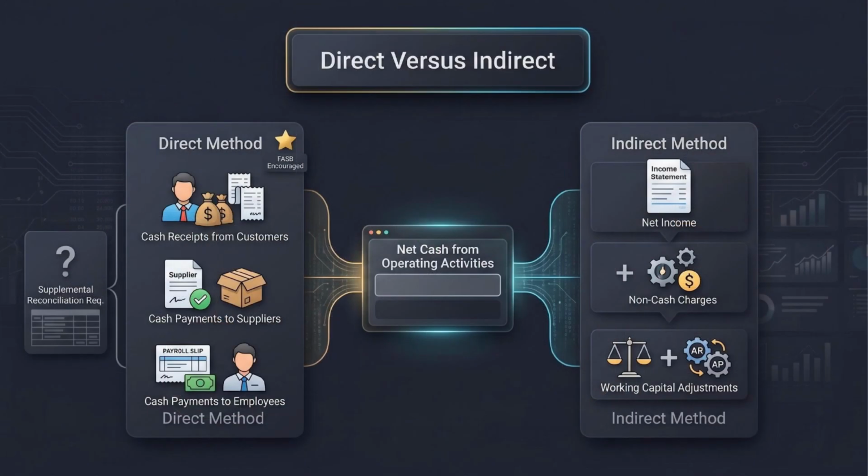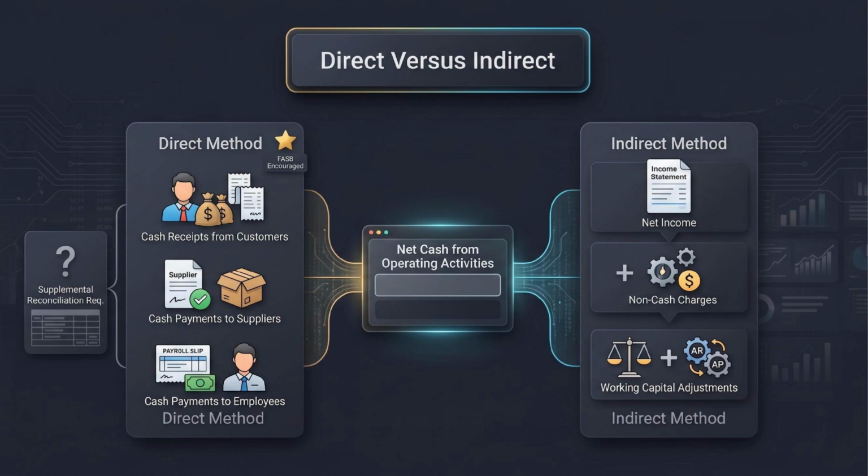Now revise direct versus indirect method. The direct method lists operating cash receipts and payments, such as cash collected from customers and cash paid to suppliers or employees. The indirect method starts with net income and adjusts for non-cash items, working capital changes, and reclassified gains or losses. Both methods should arrive at the same net cash from operating activities, or CFO. The method changes the route, not the destination.